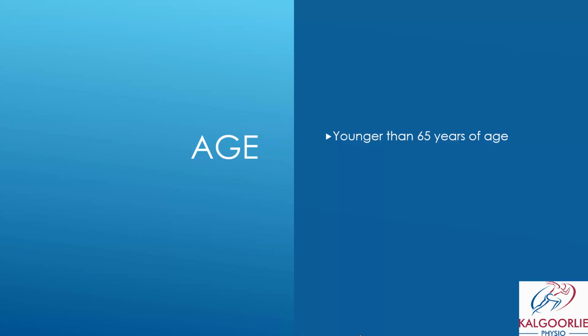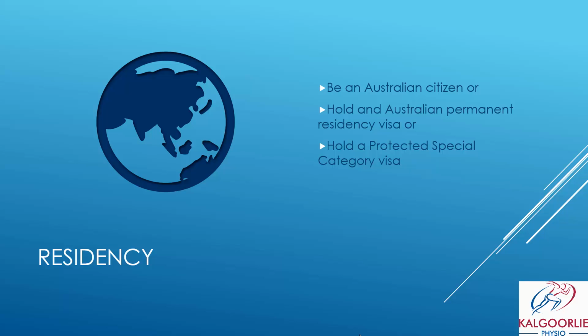NDIS availability. So first of all, age. You have to be younger than 65 years of age. Residency. You have to be an Australian citizen or hold an Australian permanent residency visa or hold a protected special category visa.